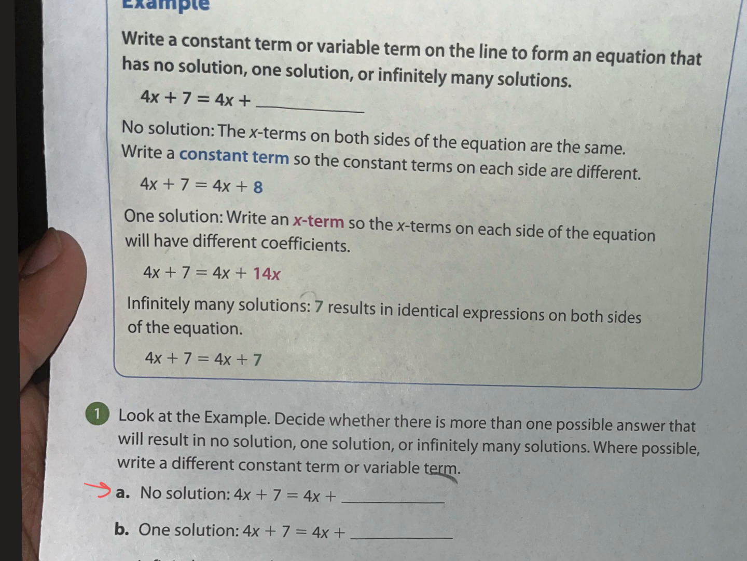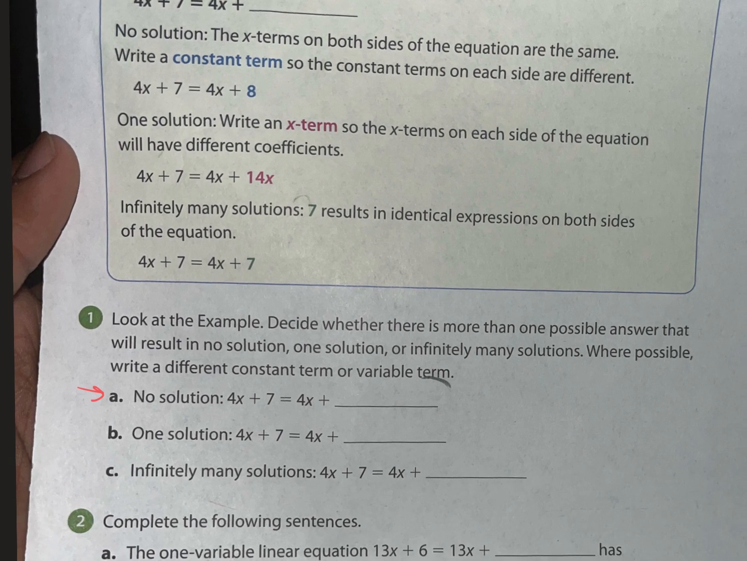The x terms on both sides of the equation are the same, with a constant, write a constant term so that the constant terms are different on each side. So on the left hand of the equal sign, you have this. On the right hand of the equal sign, you have this. And when you subtract 4x from both sides, it'll be 0. So all you need here is a constant term that's different from this. And that would be, I don't know, 6. 6 is a good one.